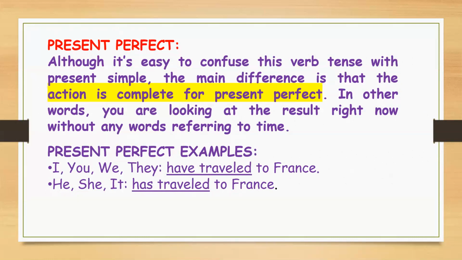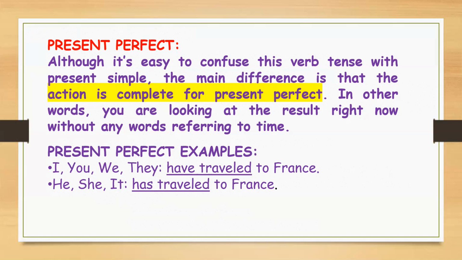What is present perfect? Action is complete for present perfect. So the action which was taking place is supposed to be complete. Perfect means complete. For example, we have traveled to France. She has traveled. So the travel is complete, and you tend to use have or has. I, you, we, they, for those pronouns you use have. He, she, it, you use has.